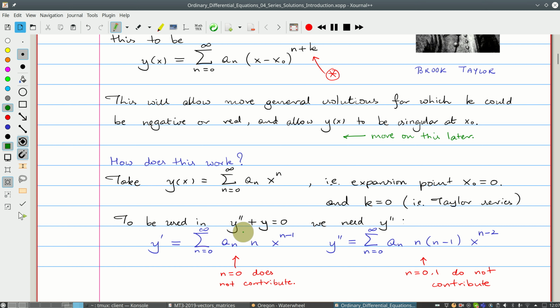Now we want to use this in the differential equation, y double prime plus y is 0. So we need to know what y double prime is, and that's easy to find because you can differentiate this expression quite trivially. y prime is the sum of a_n n x to the n minus 1, and y double prime is the sum of a_n n times (n minus 1) x to the n minus 2. You can see from here that if n is equal to 0, then we don't get a contribution because of the n over here. The first term is just 0, and here if n is 0 or 1, we don't get contributions. But I'm keeping the sums formally from 0 to infinity in both cases.